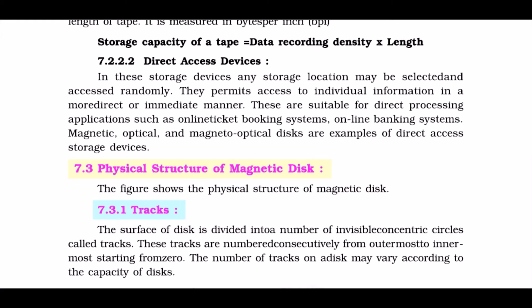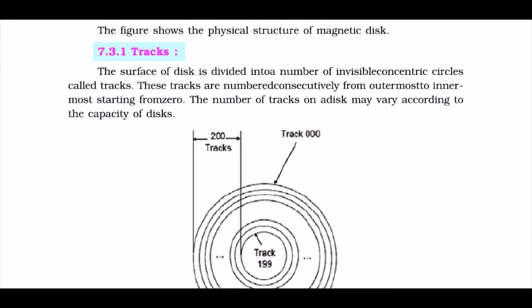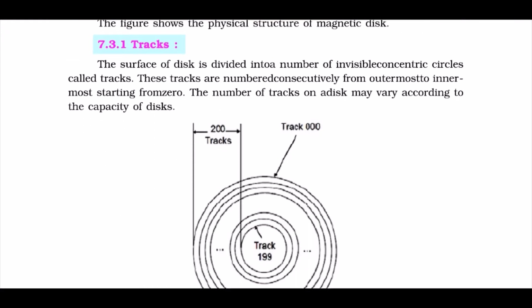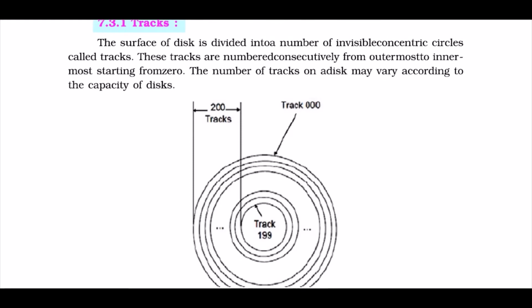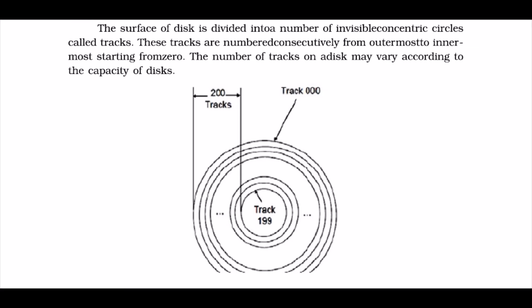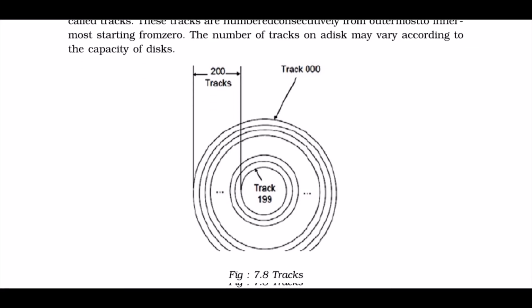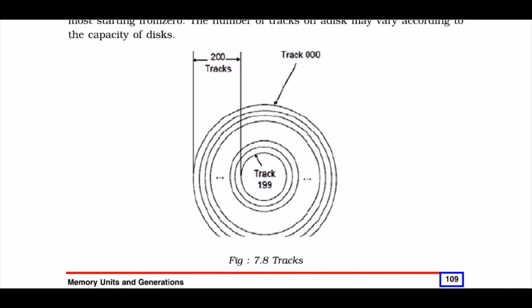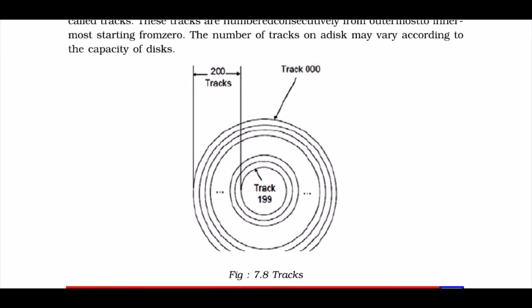There are various types. Physical structure. First, tracks. The surface of a disk is divided into a number of invisible concentric circles. These tracks are numbered consecutively from outermost to innermost, starting from 0. Now, the outermost track is 0 and the innermost is 200, a total of 200 tracks. The number of tracks on a disk may vary according to the capacity of the disk.